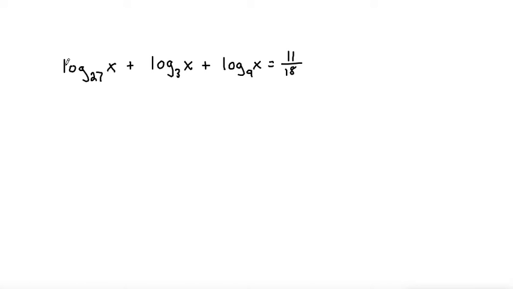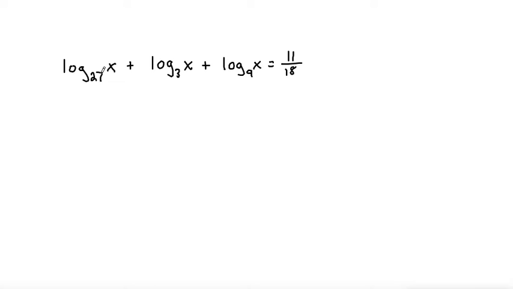So here we have a problem that is log base 27 of x plus log base 3 of x plus log base 9 of x is equal to 11 over 18, and we want to solve for x. So the first thing that I notice in this problem is that the bases of the logs are not the same, so we can't use our formula to add them directly.